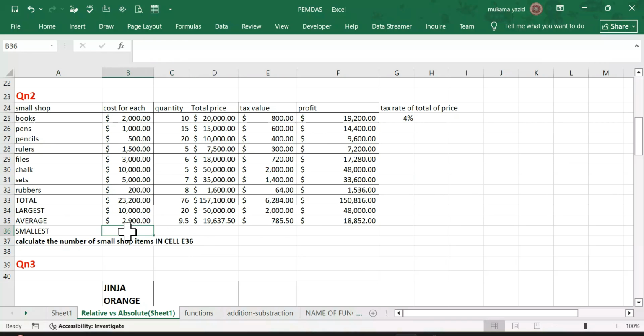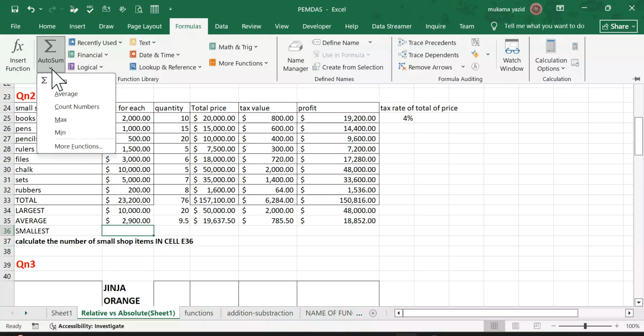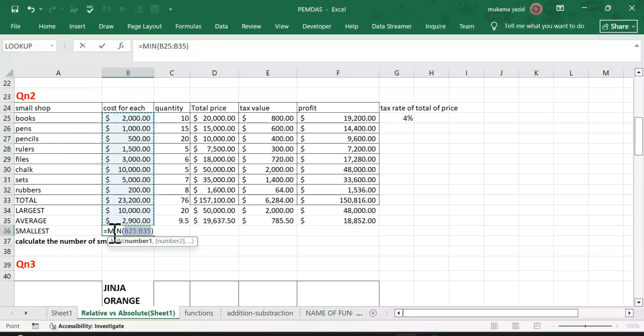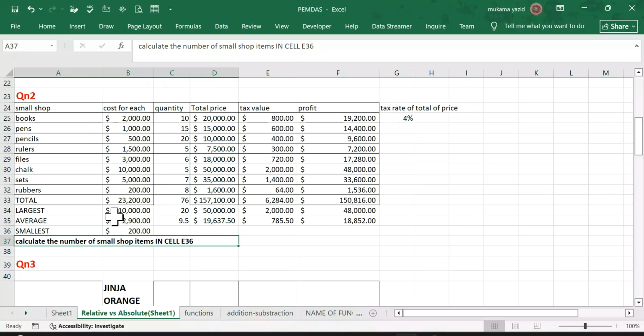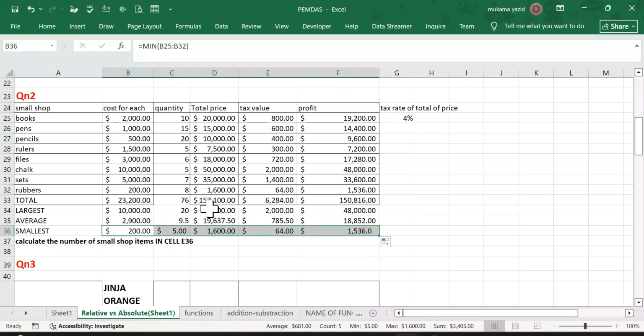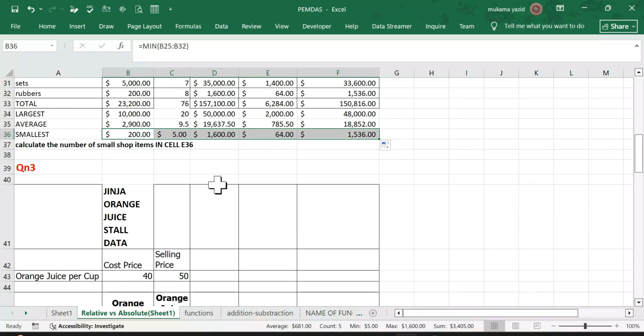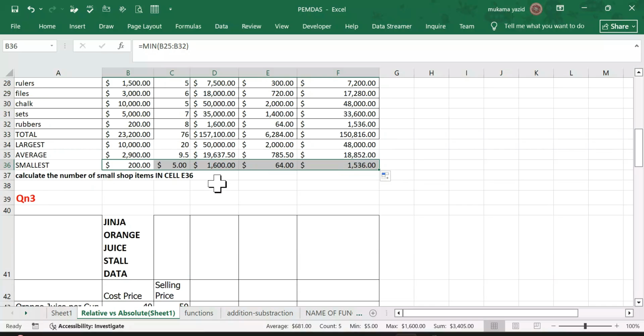So here I'm going to capture the smallest using min. I go to autosum, go to min, come here, make sure you get this cursor, deselect until you reach here, then press enter. Autofill to get the rest of the answers. That is done. I think it's done.